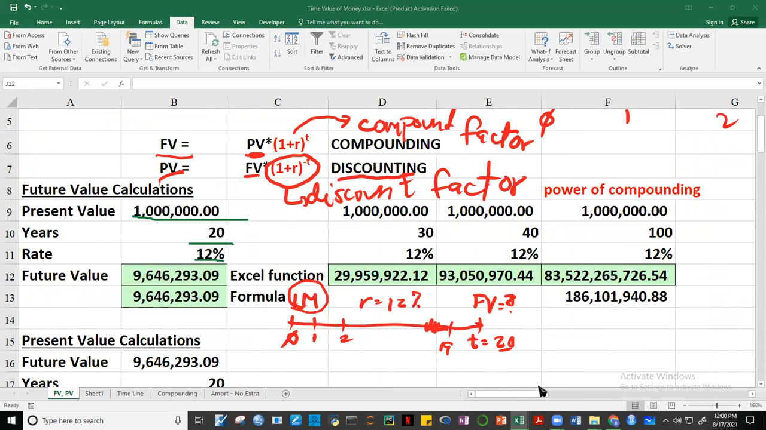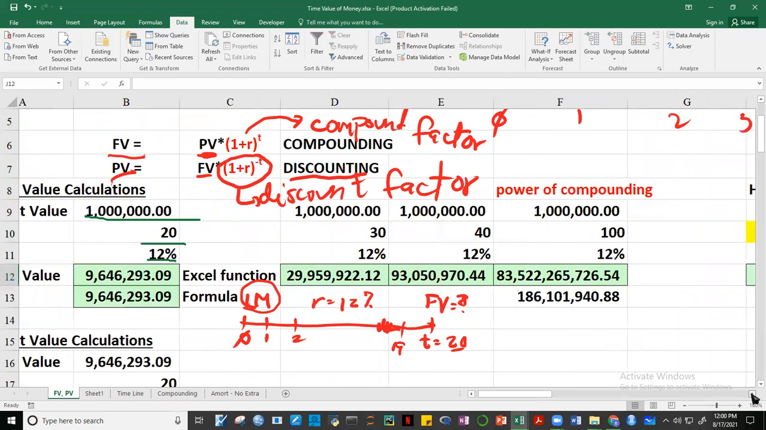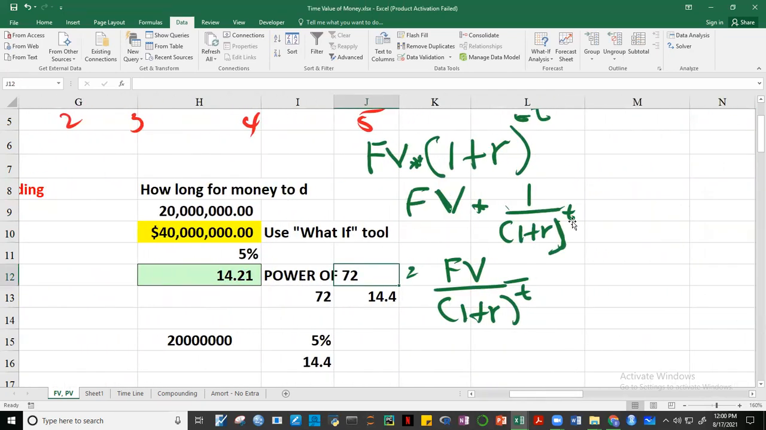Ulitin ko. Kasi yung question natin dito, gusto natin malaman kung how long yung 20 million natin, kanina 1 million, di ba? Ito ginawa kong 20 million. How long will it become 40 million? Okay, if the rate of return is 5%. So ginamit natin dito guys yung goal seek.